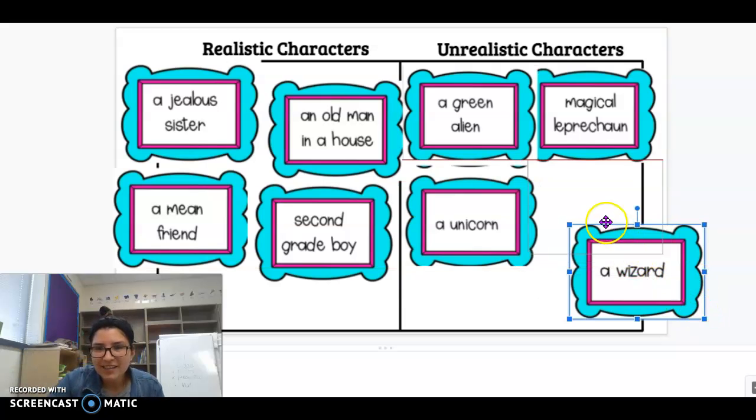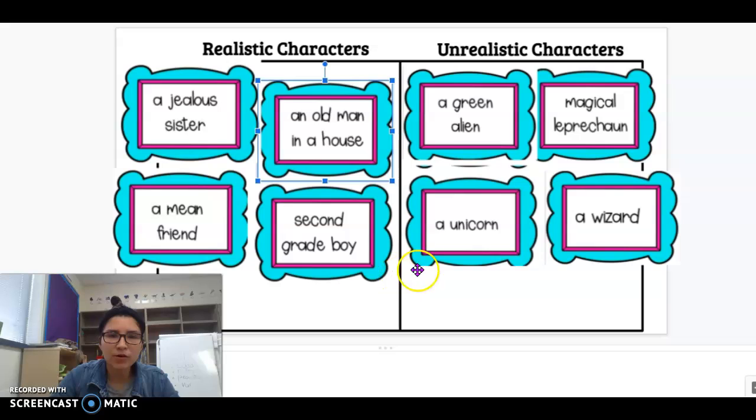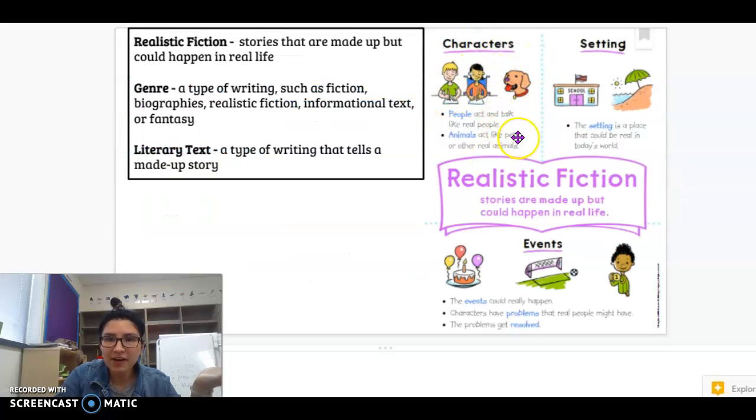Great job. So I hope this little sort from realistic characters to unrealistic characters helped you better understand what a realistic character and the people and the animals in the story look like, right? So one more time, realistic fiction stories are made up, but could really happen. So today we focused on the characters. So remember, people act and talk like real people. Animals act like pets or other real animals.